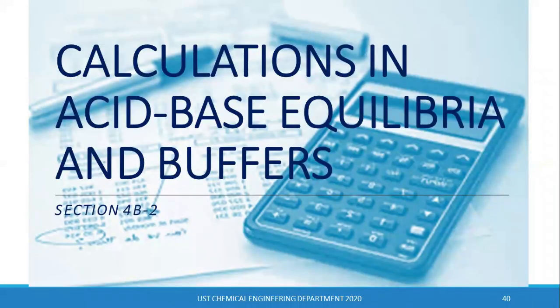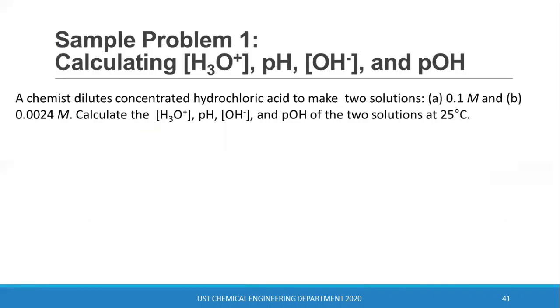Now, let's try to do calculations involving acid-base equilibria and buffers. Sample problem number 1: calculating H3O plus concentration, pH, OH minus concentration, and pOH. In this problem, concentrated hydrochloric acid is diluted to two different concentrations as shown, and we are asked to compute for the H3O plus concentration, pH, OH minus concentration, and pOH of the two solutions at 25 degrees Celsius.